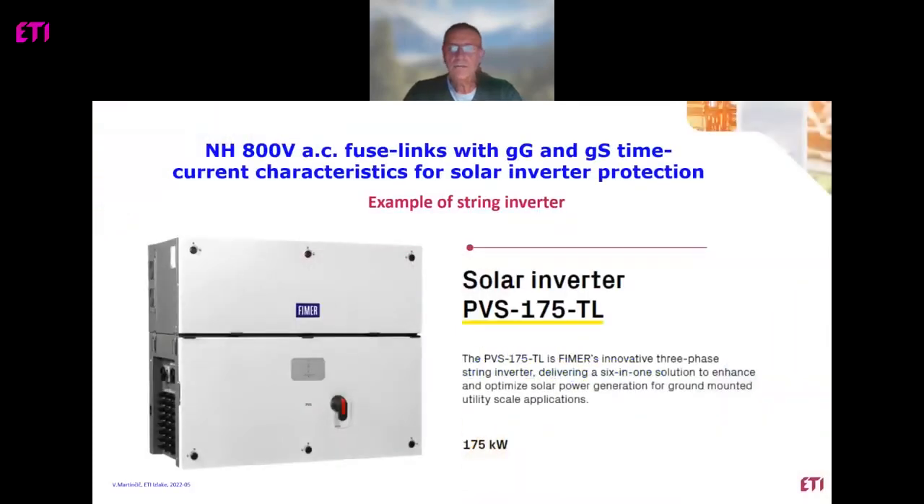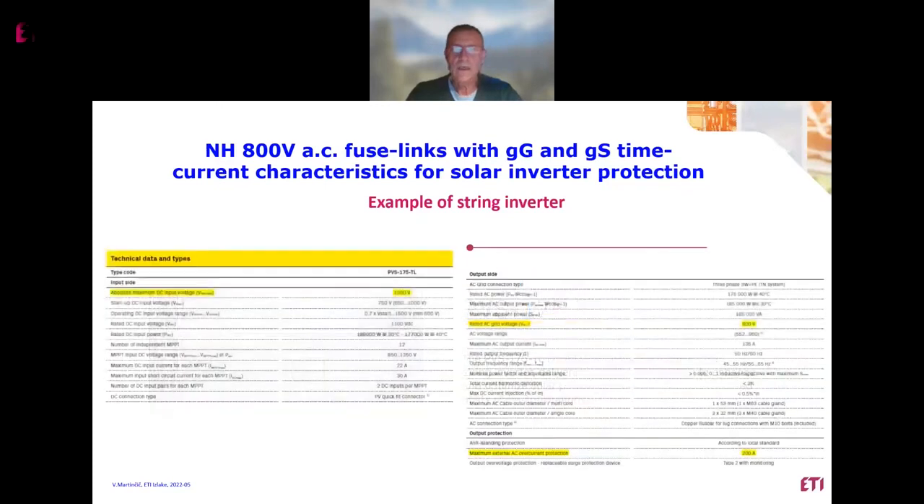This is an example of a string inverter from one very famous producer, and there is a lot of technical information connected with this product. You can see technical data and types, input side, output side, everything. It says rated AC grid voltage 800 volts. Of course, today we are speaking about this range.